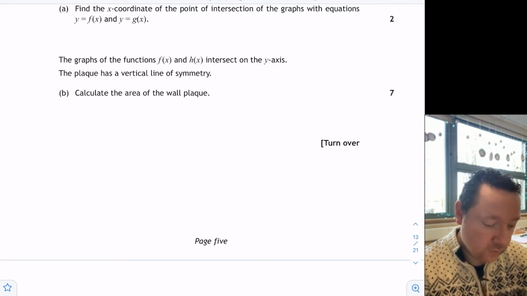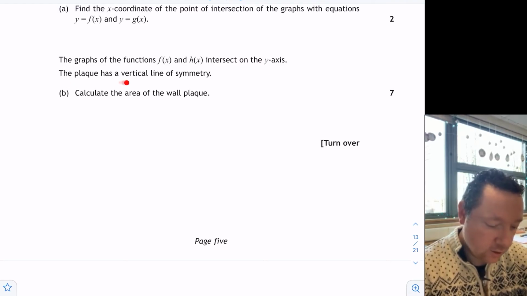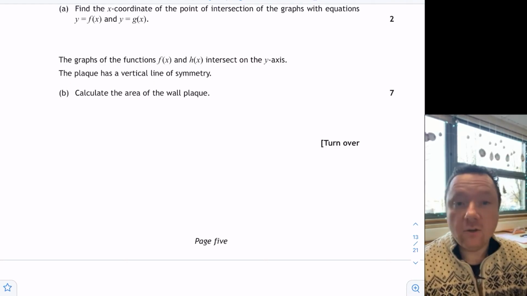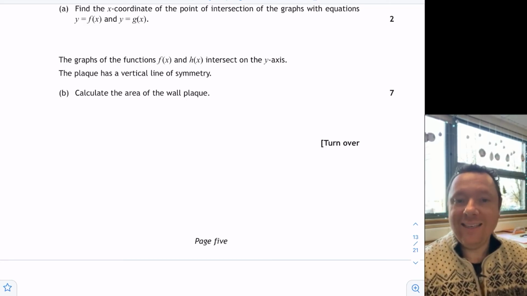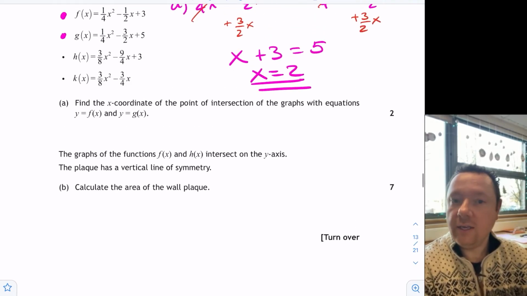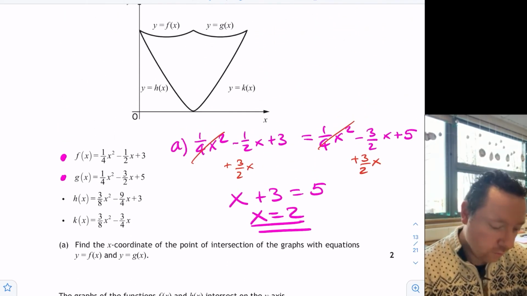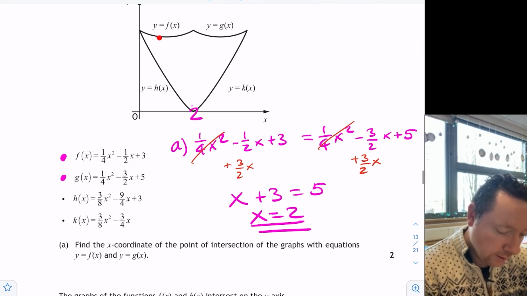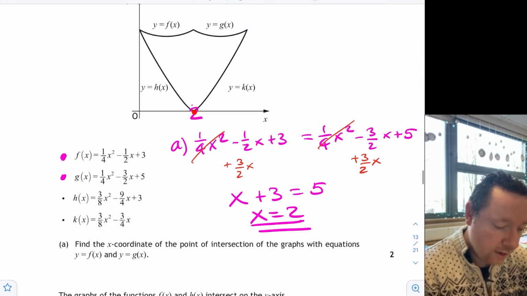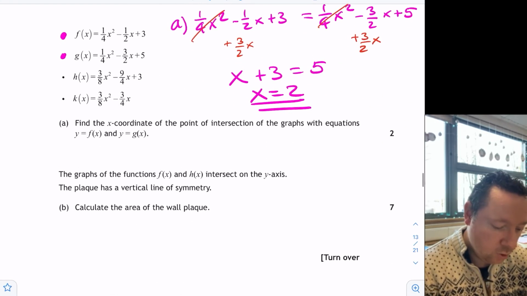Part B says the graphs of f of x and h of x intersect on the y-axis. The plaque has a vertical line of symmetry. Calculate the area of the wall plaque. You should know a power word for integration is area. So if it says area, you need to integrate and you need to find the 2 limits. We've already got our first limit at 0. We need to know this one. Well, this one is going to be the same as this one, which you worked out in part A, where these 2 intersect, was 2. So I need to do the integral of the upper, f of x, minus the lower, h of x, between 0 and 2.